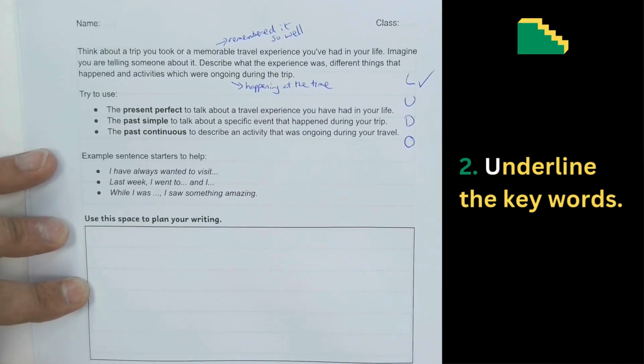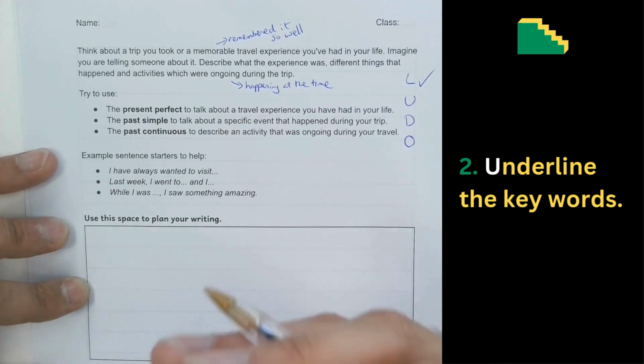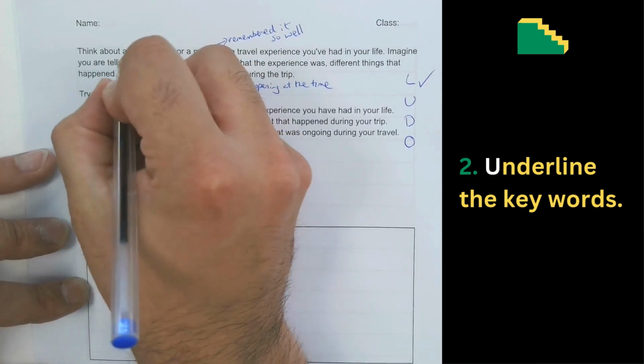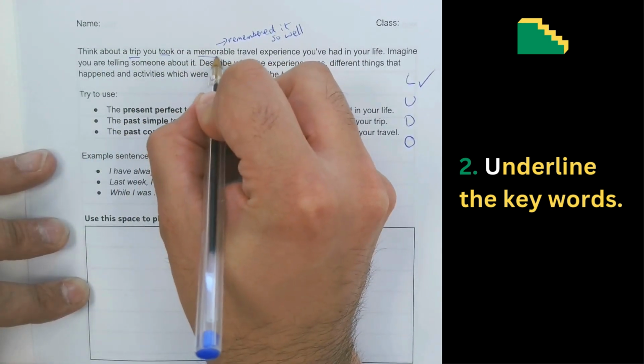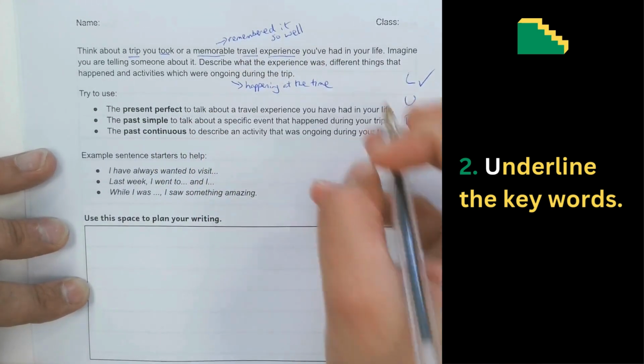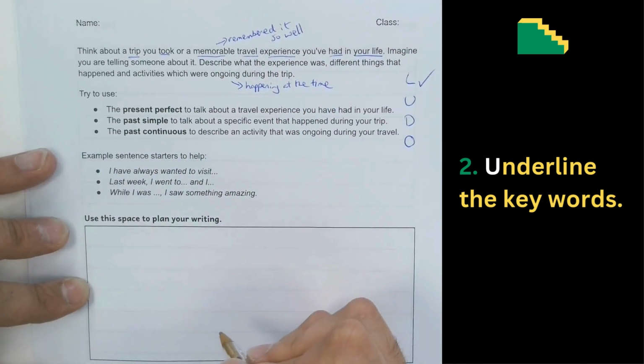The next step is to underline the key words in the question. They help to focus our answer on the important parts of the question. So, a trip is an important word, underline that. Took, memorable, travel experience. Had, your life.